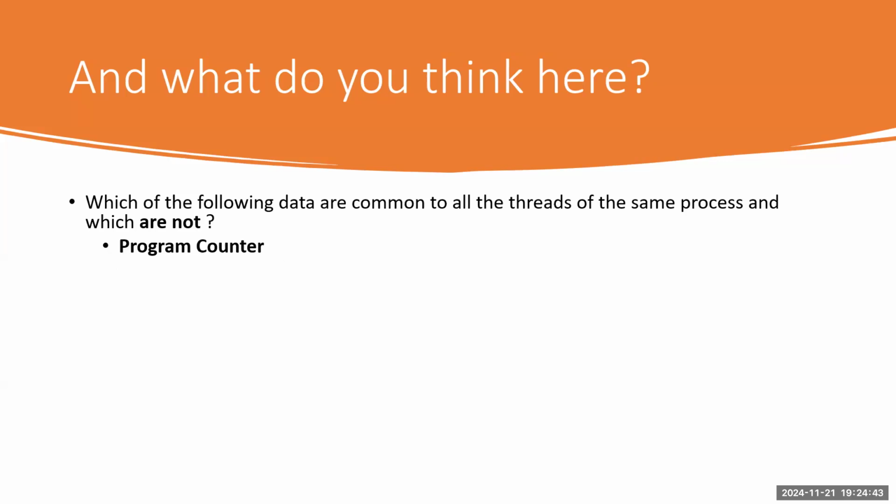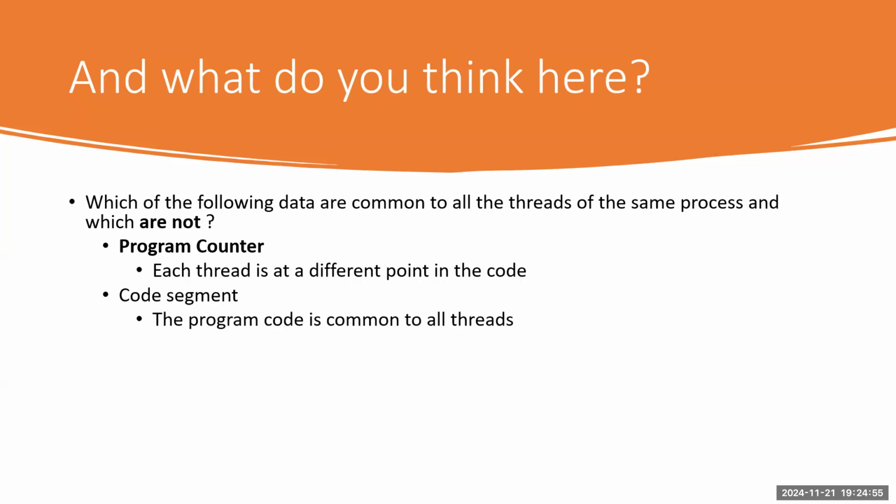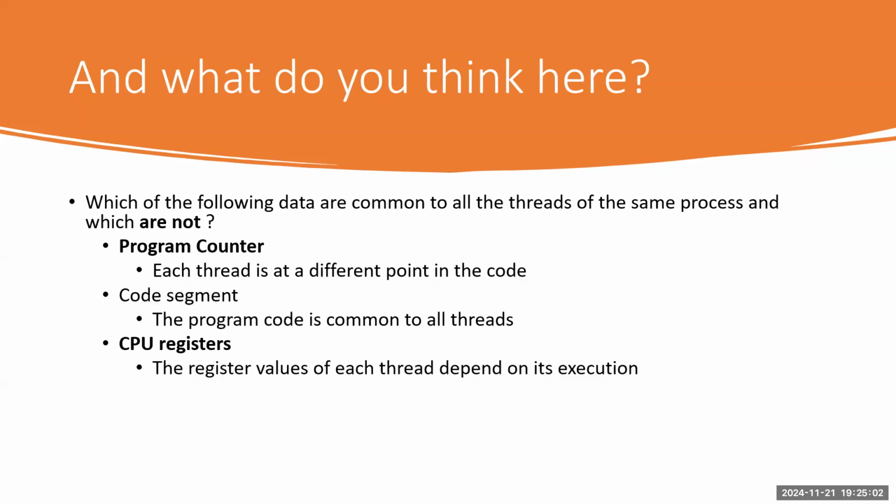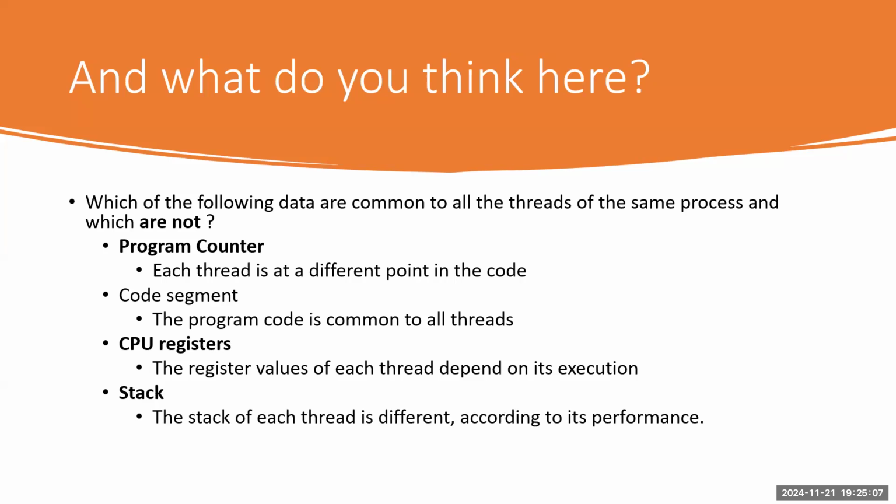Program counter. Is that common to all the threads? Each thread is at a different point in the code, so no. Code segment. The code segment is the same. The program code is common to all threads. CPU registers, well, no, obviously they'll be different. Each thread has different values that it's adding and subtracting. The stack, well, each one has its own different stack. As it's progressing, it's pushing things and pulling things from its own little stack, like we saw in the picture before. So everything in bold here is not in common.